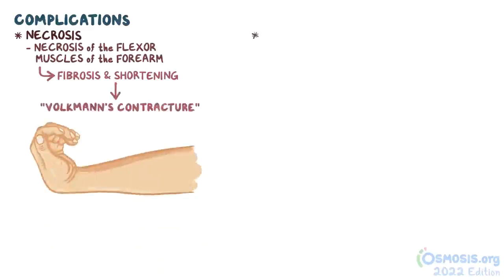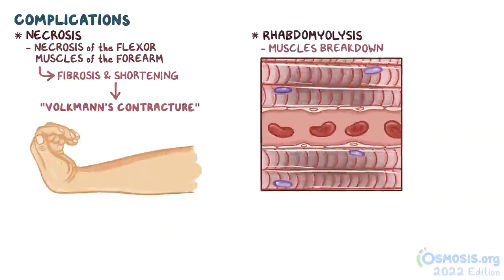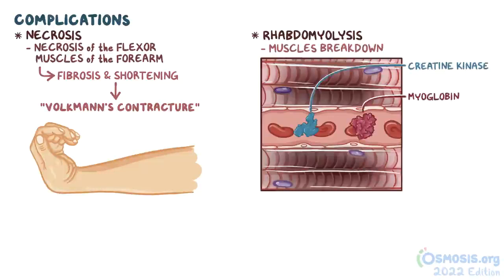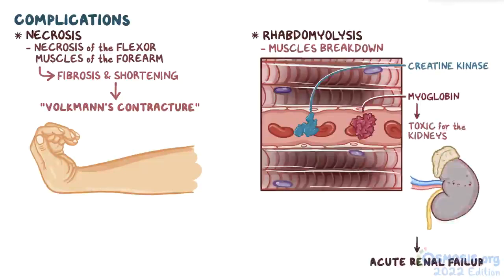Another complication is rhabdomyolysis, where muscles break down. Muscle proteins, like creatine kinase and myoglobin, start leaking out into the bloodstream. Myoglobin is especially toxic for the kidneys and can cause acute renal failure.